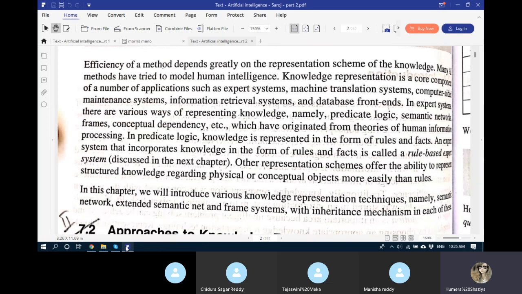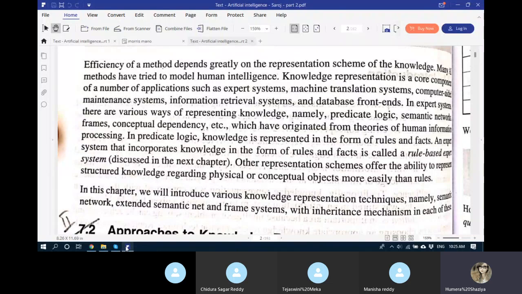How is it possible? It is possible because of the knowledge base that it has. And how is the knowledge base developed? The knowledge base is developed by using the knowledge and representing it in some way which the machine can understand.